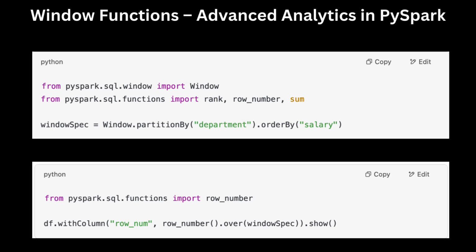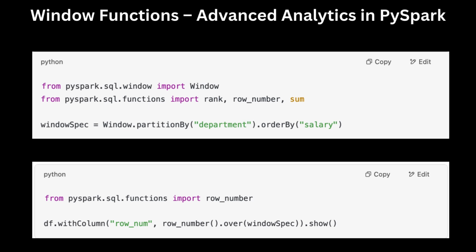Sometimes we need to perform operations across a window of rows instead of the whole data frame, like calculating a running total, ranking employees within departments, or finding the previous value in a time series. This is where window functions in PySpark shine. A window function allows you to define a partitioned subset of data and perform calculations within that window, without collapsing the rows like a groupBy would. Think of it as a way to analyze data row by row while still looking at neighboring rows.